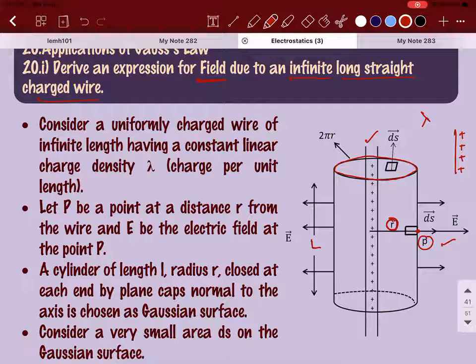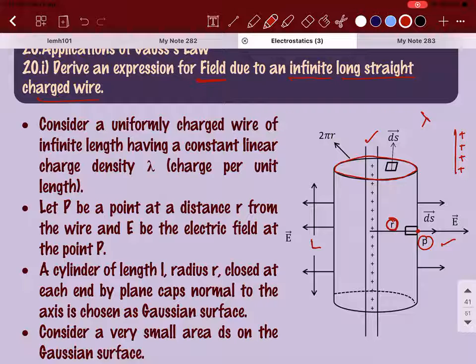So what is the next step? Consider a point P, which is at a distance r from it. What is the distance between a point and a line? It is always the perpendicular distance. And if you take this distance to be r, you're done with the second step. What is the third step?